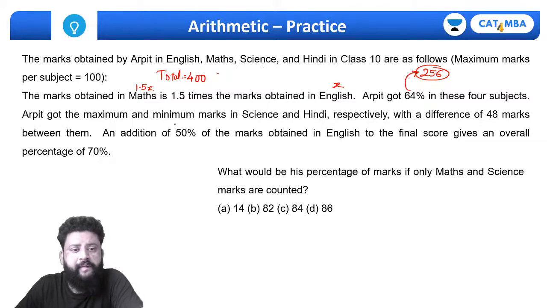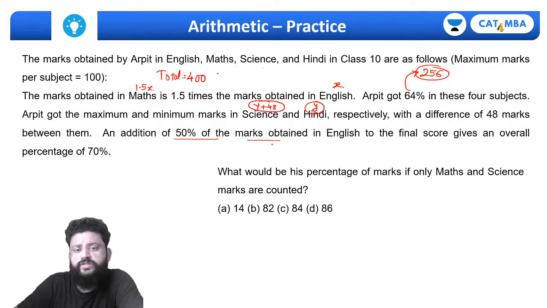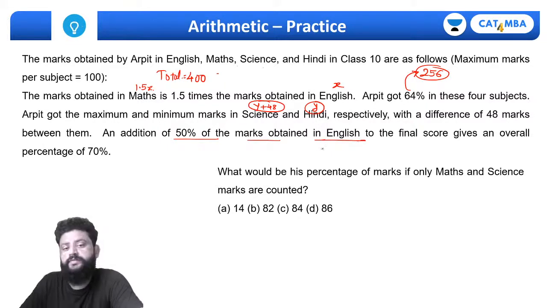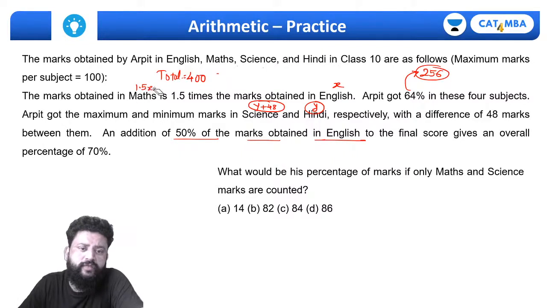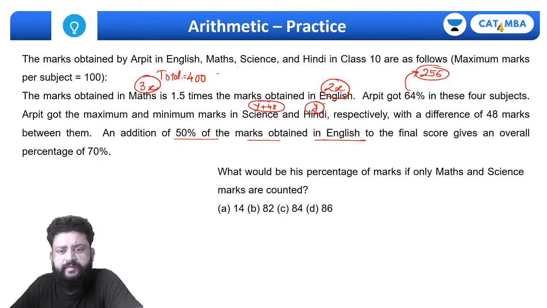So let's say maximum is y. So हिंदी में अगर y है तो ये minimum है and y plus 48 यहाँ पे होगा, that is the maximum of his score. Then an addition of 50% of the marks obtained in English. What I'll do, instead of x and 1.5x, I'll take 2x and 3x. That will be easy for us, right? Just मैंने double कर दिया variable को.